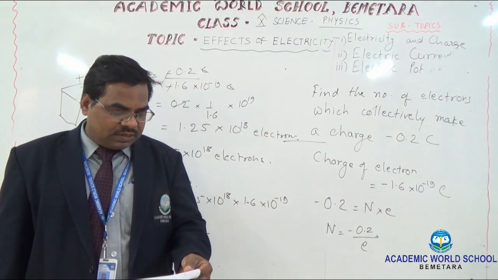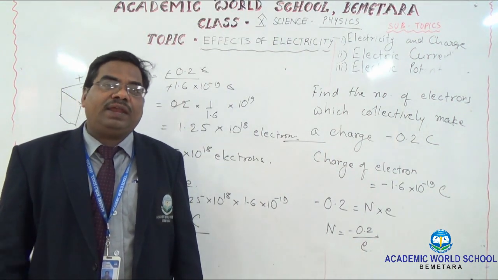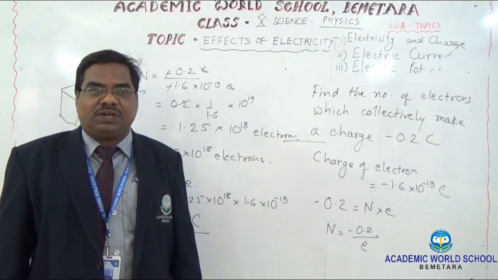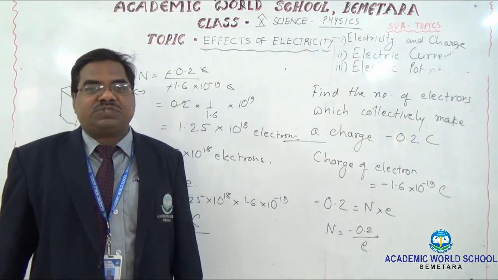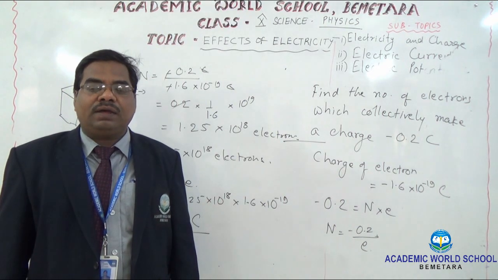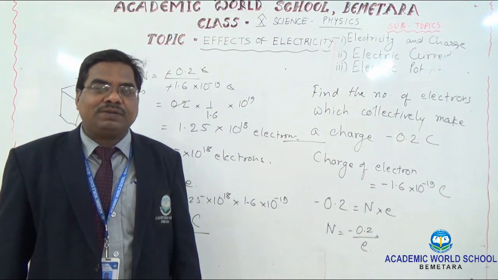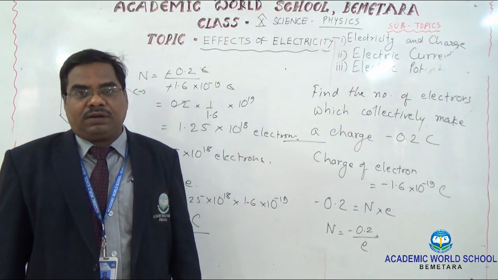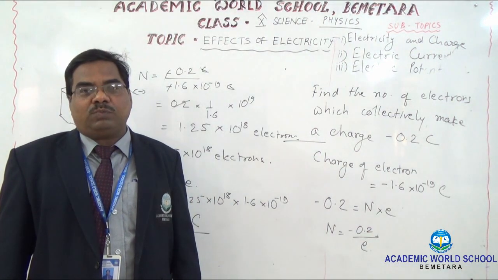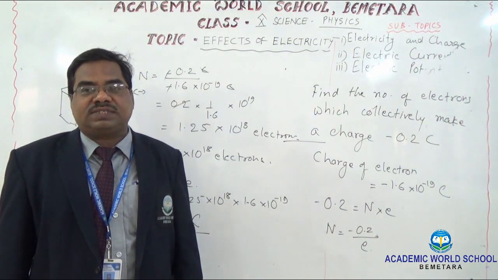My last question is, calculate the potential difference when an 8 coulomb charge is moved between 2 points and 200 joules of work is done. I repeat, calculate the potential difference between 2 points when 8 coulombs of charge is moved between 2 points and a work of 200 joules is done.